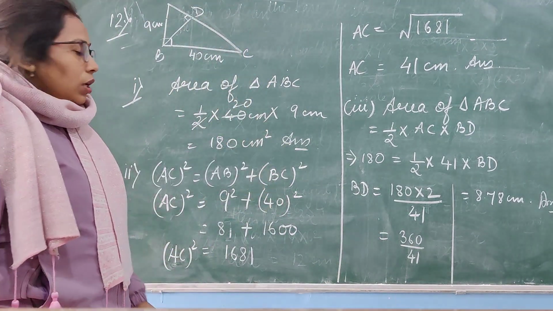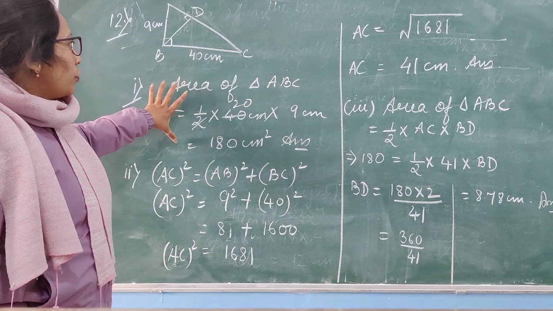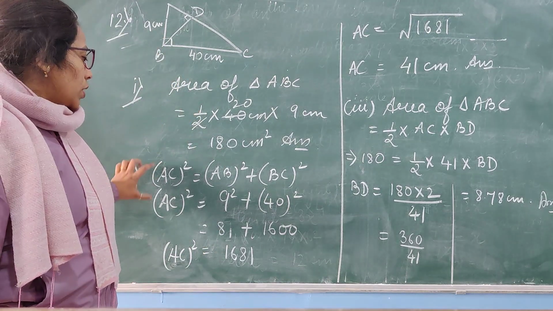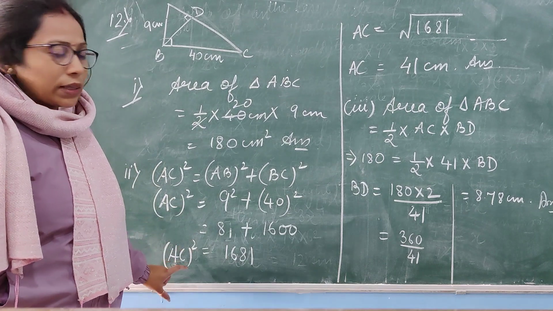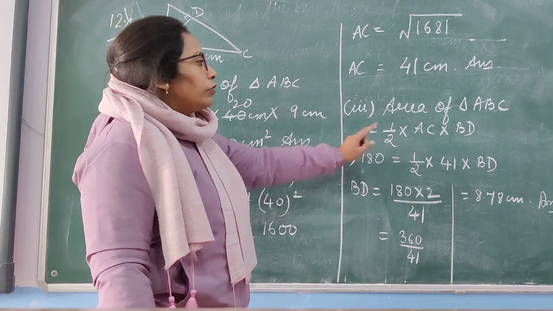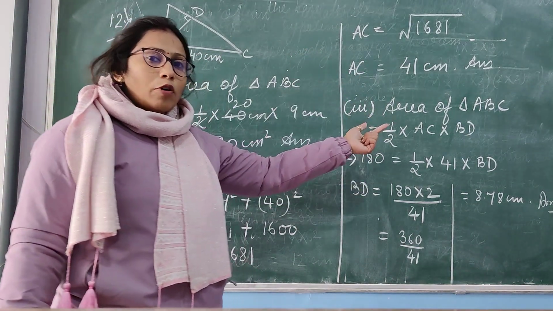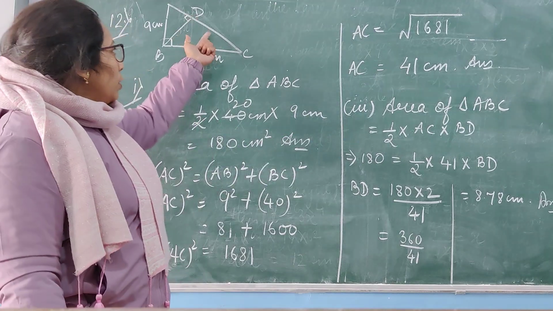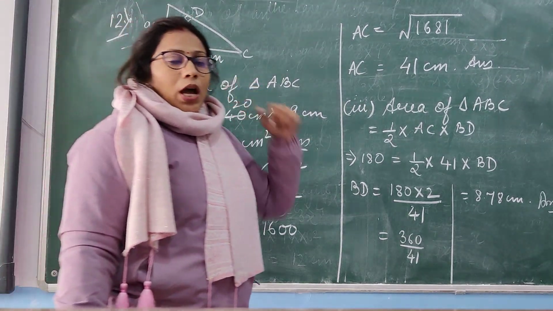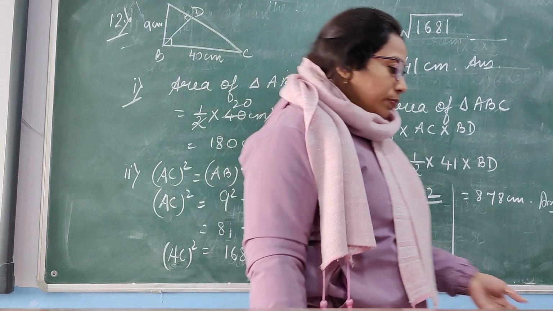This was very simple. First of all, for the first part we used the direct formula. For the second part we calculated using the Pythagoras theorem. For the third part we again used the formula, but with a different base and a different height. I hope the question is clear to all of you.